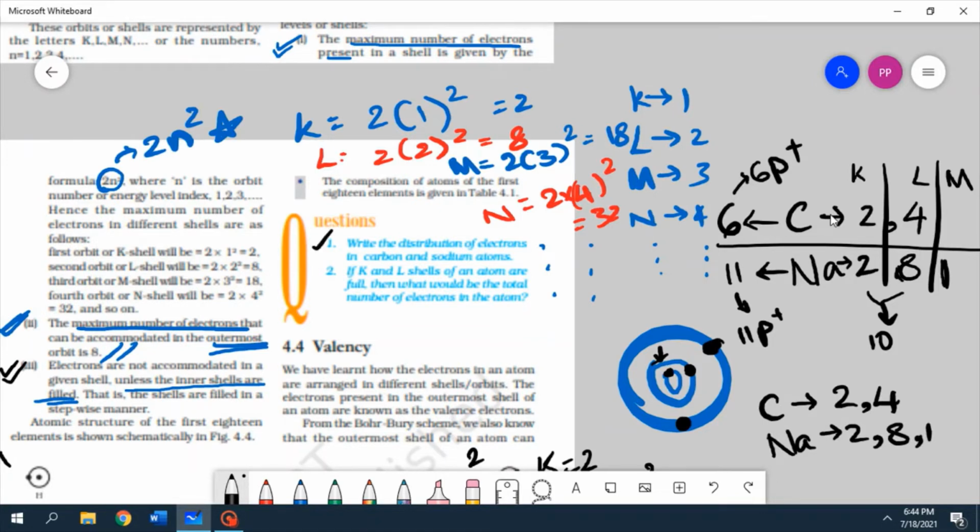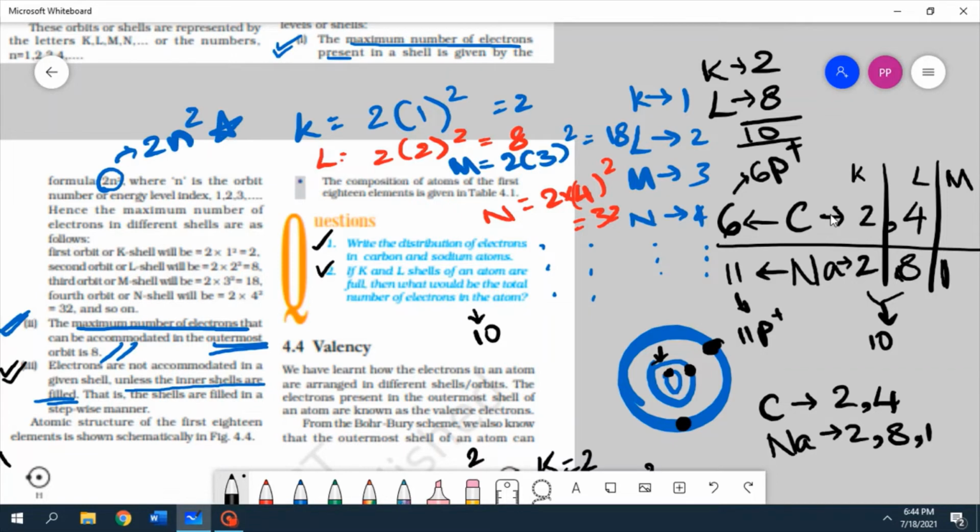Second question: if the K and L shells of an atom are full, then what would be the total number of electrons in an atom? The K shell can have a maximum of 2, and the L shell can have a maximum of 8. So when you add these up, the answer would be 10. That's how you do this.